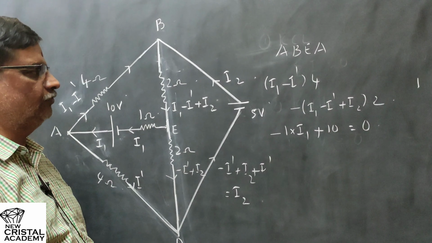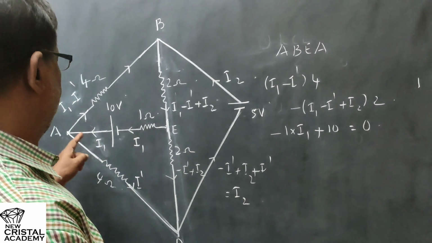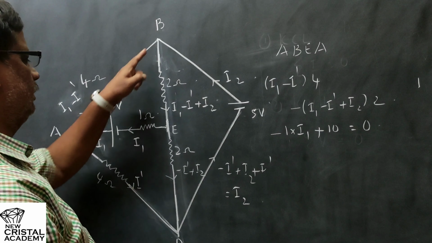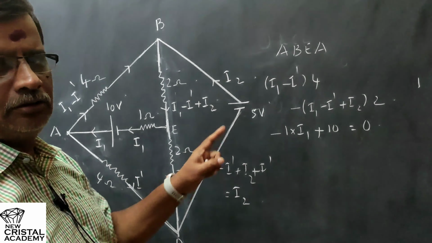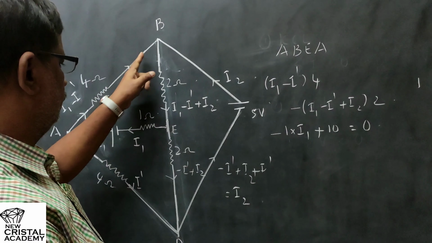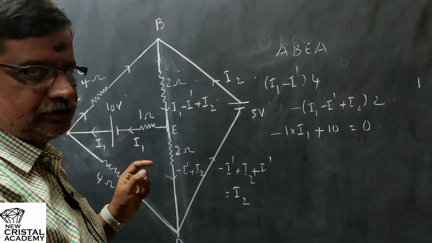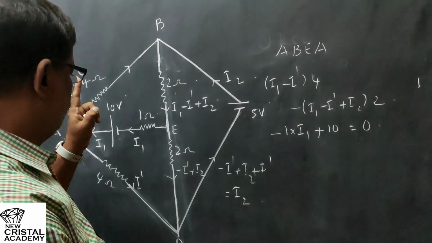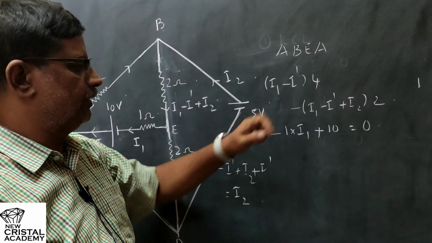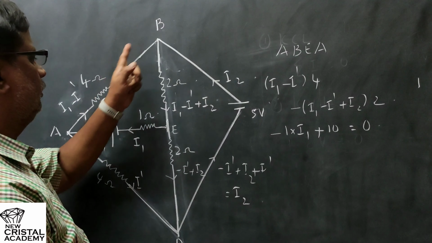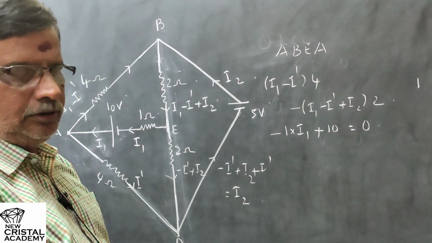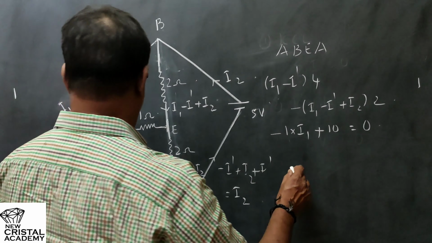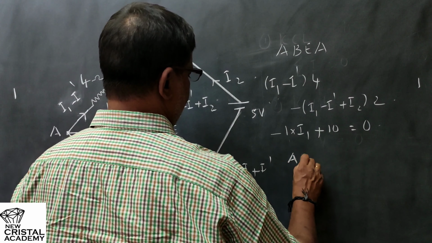That is our equation for the branch ABEA. First from A to B, then from B to E, then from E to A. So we have written separate terms for each resistor, and combining all of them, we have applied Kirchhoff's voltage law for the loop ABEA. Now let us write the same law for the loop AEDA.